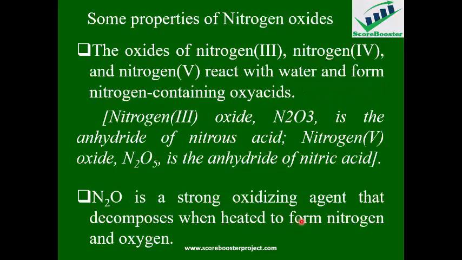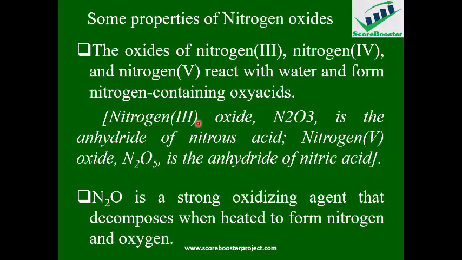So let us look at some properties of nitrogen oxides. The oxides of nitrogen in which the oxidation state of nitrogen is 3, 4 and 5 react with water and form some oxyacids. All these oxides are called acid anhydrides. We have heard about acid anhydrides before. An example is this: N2O3, the nitrogen trioxide, is an acid anhydride of nitrous acid, that is HNO2. And N2O5 is an acid anhydride of nitric acid, that is HNO3.